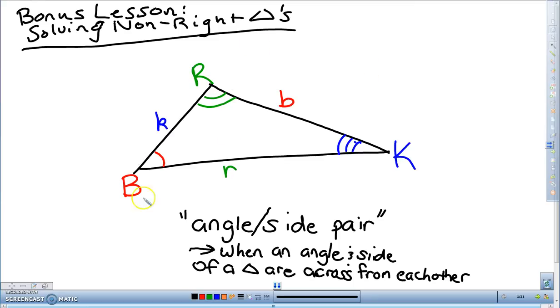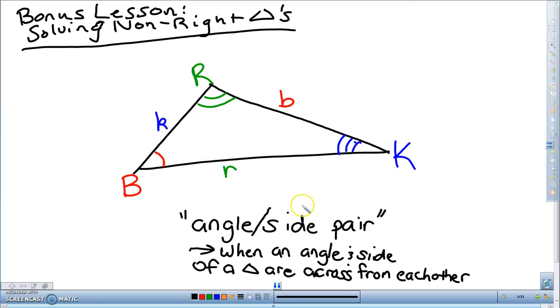I drew a little generic triangle here. Obviously it doesn't have to be a right triangle. I just wanted to go over how we name the angles and sides. From here on out, we're going to name our angles with capital letters, and then the sides across from them. So here's big B. The side across from angle B is also going to have a B, but the sides are going to have lowercase letters. You can see I did that with the R and the K here.